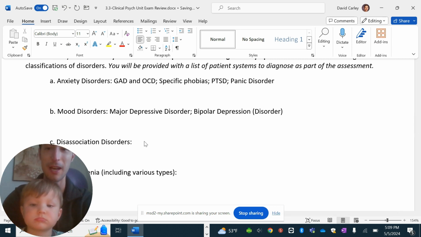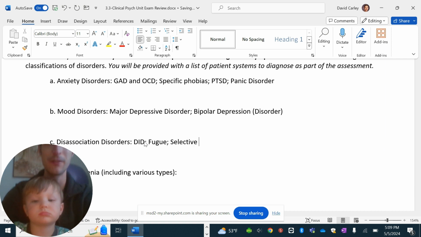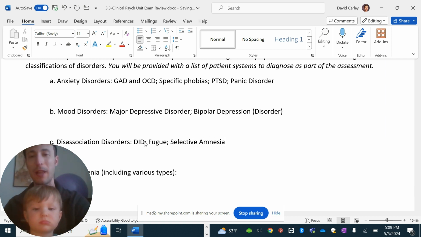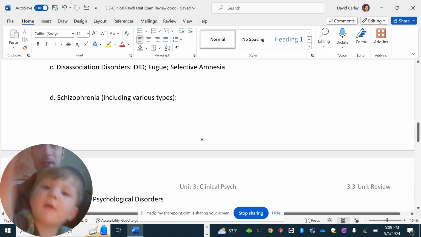Dissociation disorders, there are a lot of different examples. There's dissociative identity disorder. There's a fugue state. There's dissociative memories, where you kind of have selective amnesia and there's no physical reason for that to be happening. And then there's various types of schizophrenia. There's disorganized. There's grandiose. There's paranoid. There's a lot of different examples.